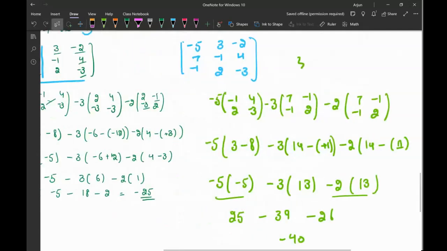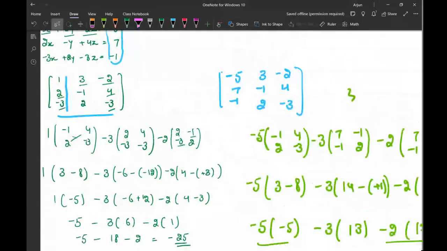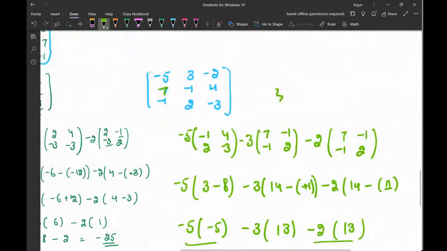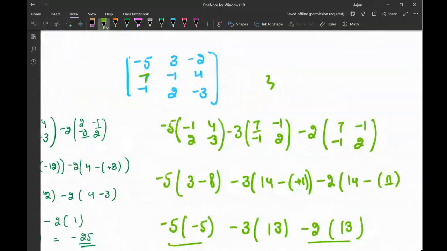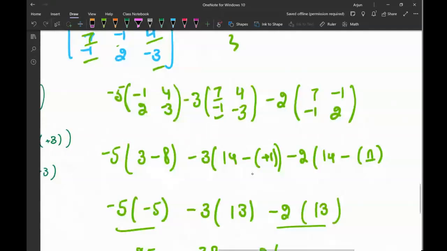Yes, I figured out where I made the mistake. This was 7. Let me just quickly check this. This was 7 here, and I took 7 here. This was minus 1. So 3. I should have taken 7, minus 1 and then 4 and minus 3. So this is wrong. 4 and minus 3. So I tried to do it a little fast and made this mistake.